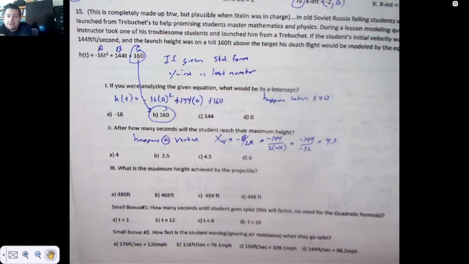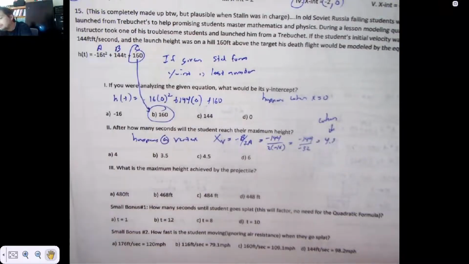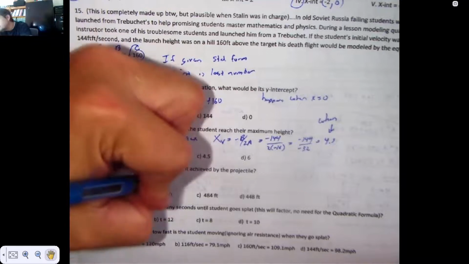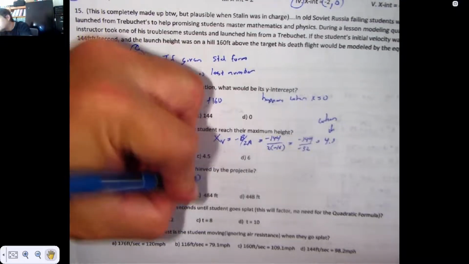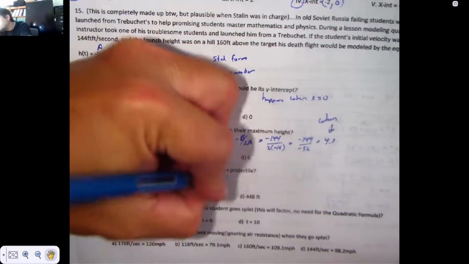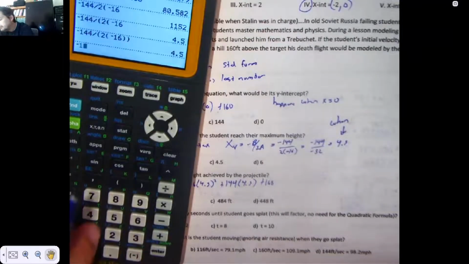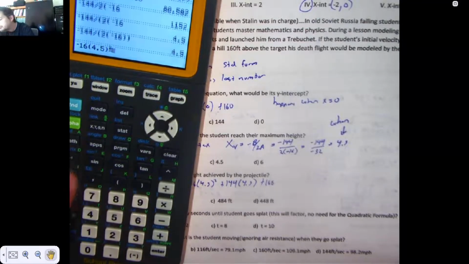What was the maximum height achieved by the projectile? Well, that happens when you plug part 2 in. This happens in 4.5 seconds. Plug a 4.5 in. The height in 4.5 seconds is negative 16 times 4.5 squared plus 144 times 4.5 plus 160. And that's what I'm going to type in. I think it's C, but I don't remember. I guess I could go look at my key. But if I don't remember it, I might as well do it again.